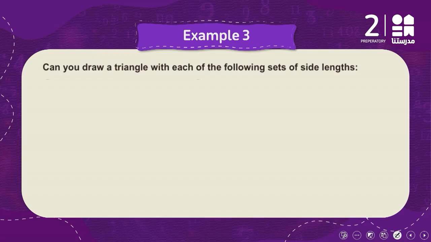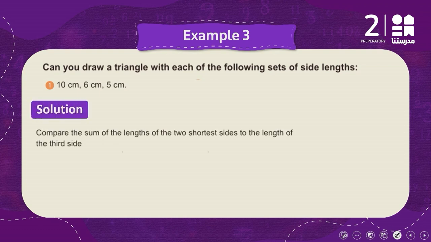Can you draw a triangle with each of the following sets of side lengths? Let's apply the same rule. How? Take the smallest two, which is 5 and 6, add them. So we need to compare the sum of the lengths of the two shortest with the third one, or with the longest one. Take the two shortest, which is 5 and 6, add them. 5 plus 6, it's 11.